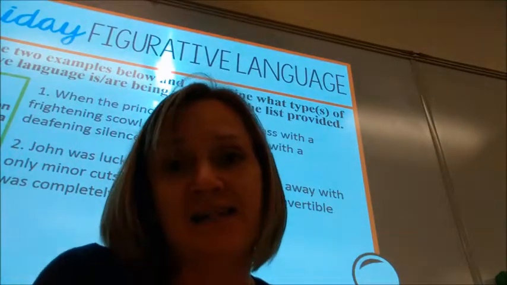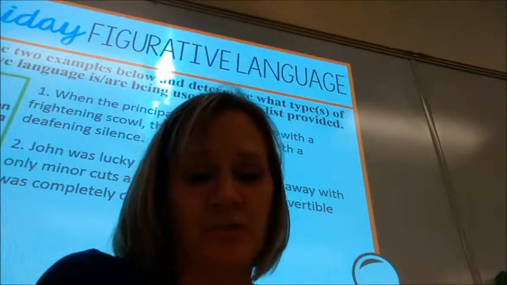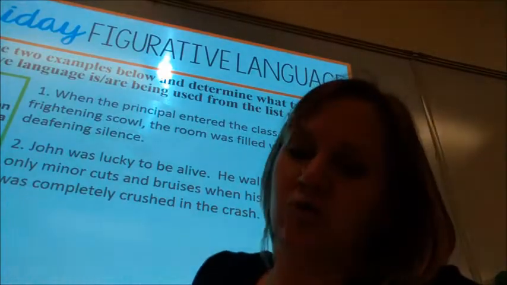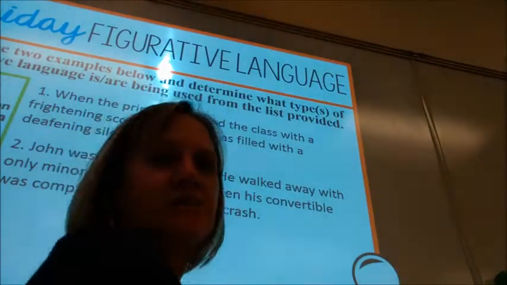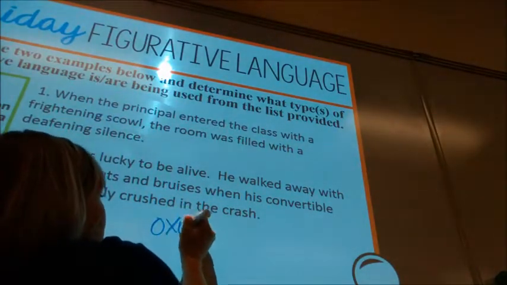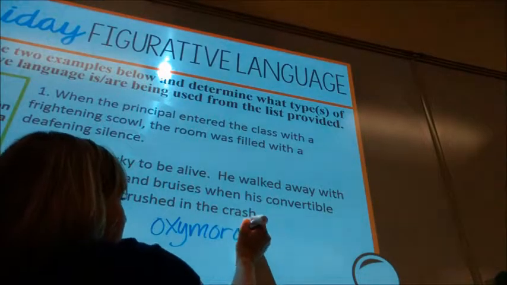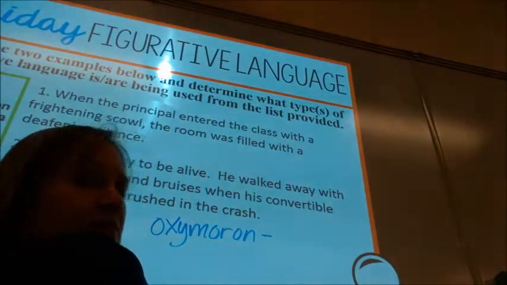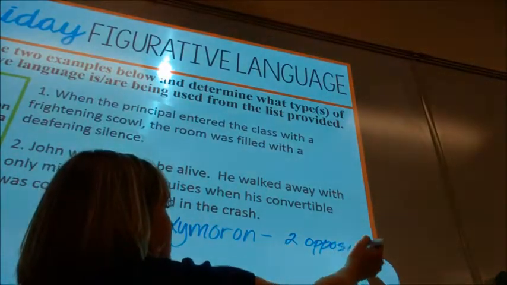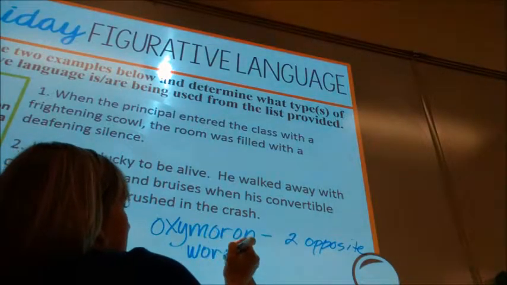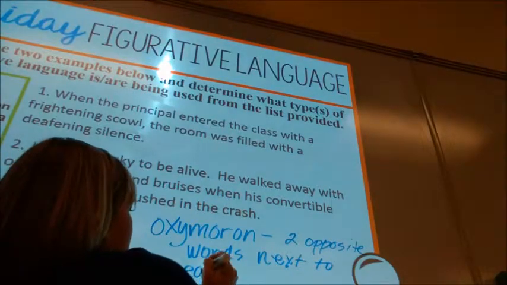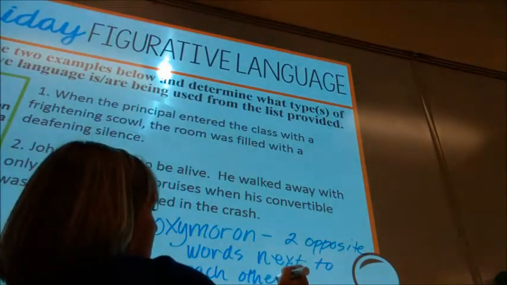And the last one is oxymoron, and that one's not actually on your paper, so we need to add it. An oxymoron is when you put two opposite words together next to each other for effect. So you're going to need to write this on the bottom of your notes. I'll just put it here for me, for now. Oxymoron. See that? You writing this down? Two opposite words next to each other for effect.